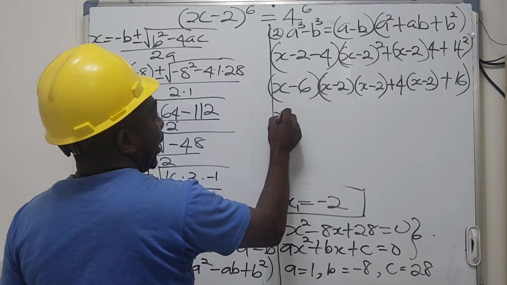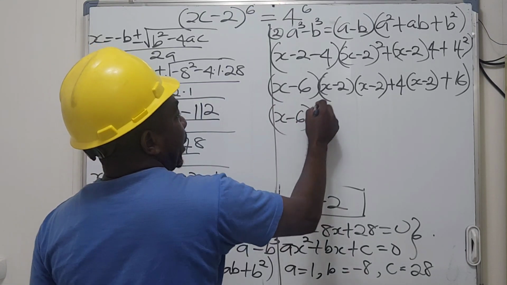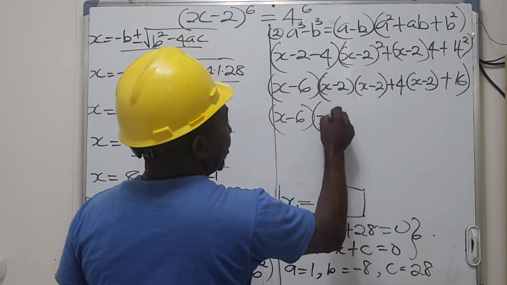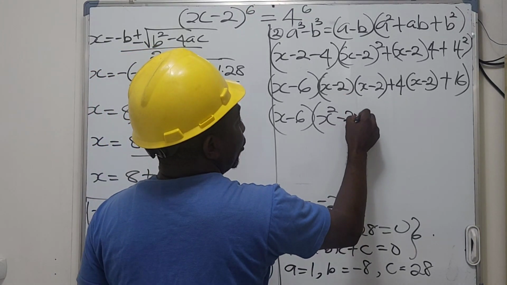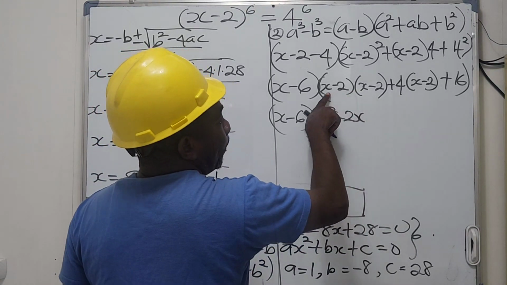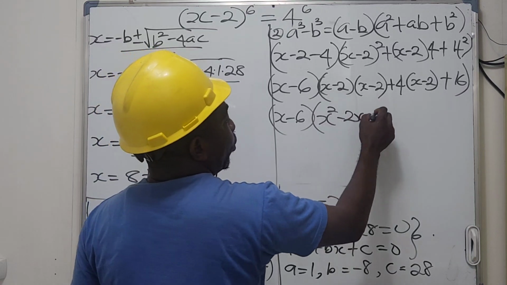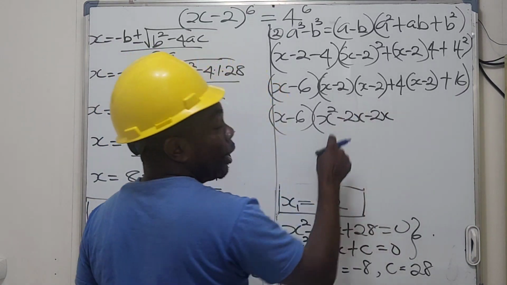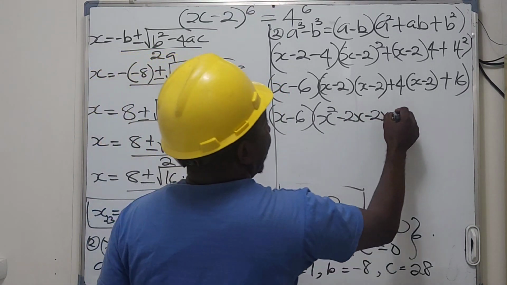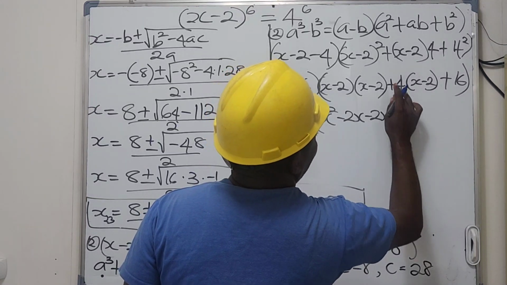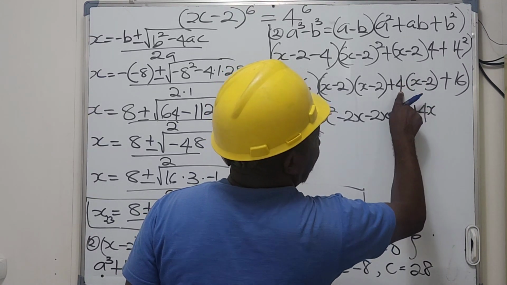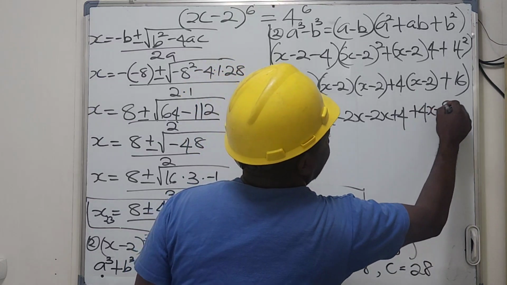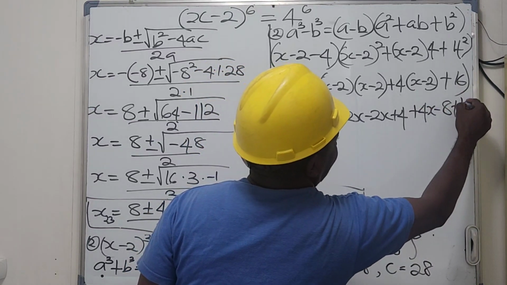So this will become x minus 6 into x times x, we have x to the power of 2. This is minus 2 times x, we have minus 2x. We have x times minus 2, we have minus 2x. We have minus 2 times minus 2, we have plus 4. Then we have plus 4 times x, we have 4x. Then 4 times minus 2, we have minus 8, plus we bring down 16.